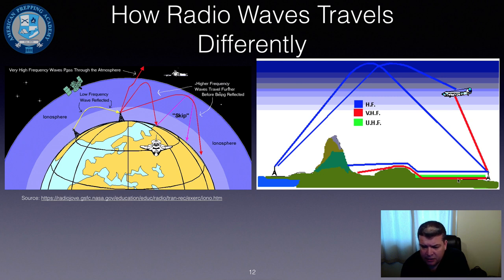And then with VHF, you get a little bit better terrain following aspect to it. And then HF is even better. But again, like I was saying a minute ago, with the HF, if the conditions are right, then you can also skip off of that ionosphere and then reach that receiver on the other side of this big terrain feature. So I hope that makes sense. But essentially, we're just trying to understand the way that radio waves behave.